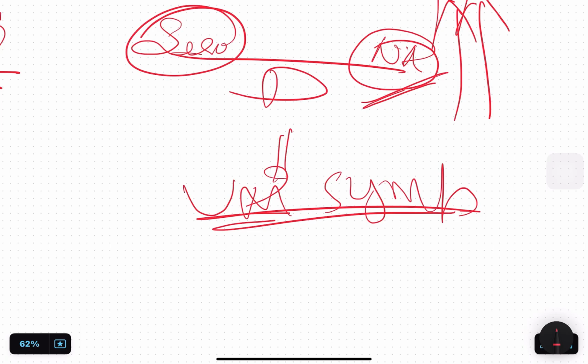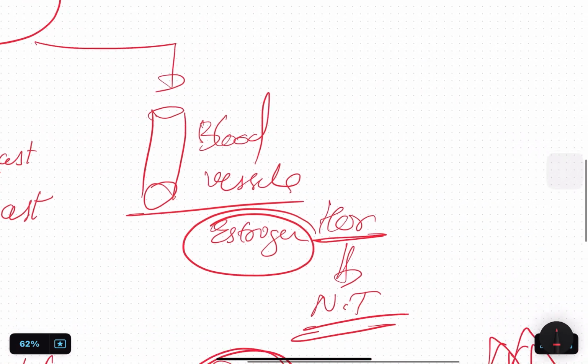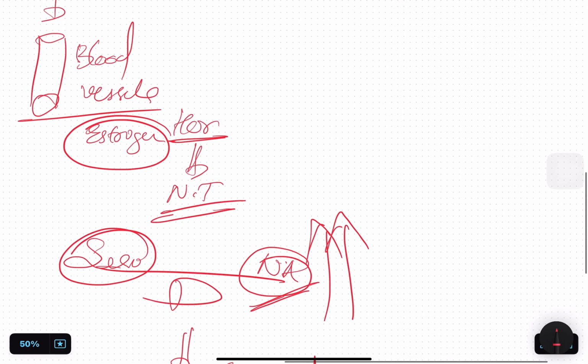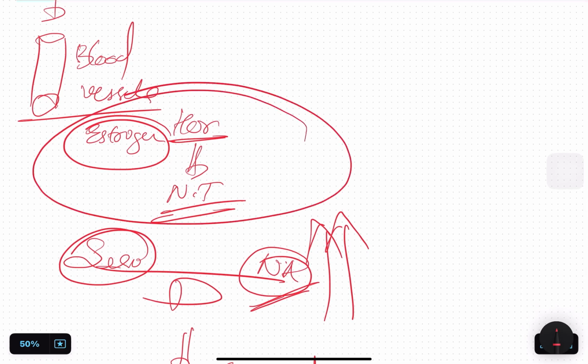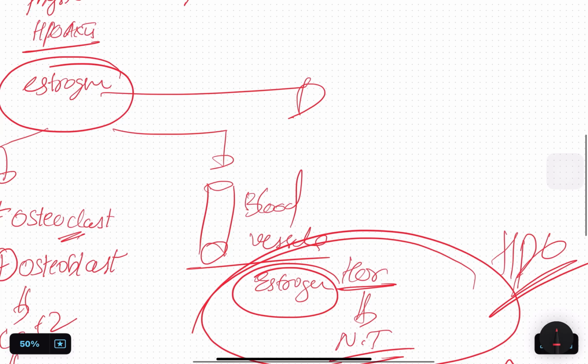Next, one more thing. How do you remember this? Why do you think of blood vessels? What is the connection between estrogen and blood vessels? The hypothalamo-pituitary axis is getting disturbed.